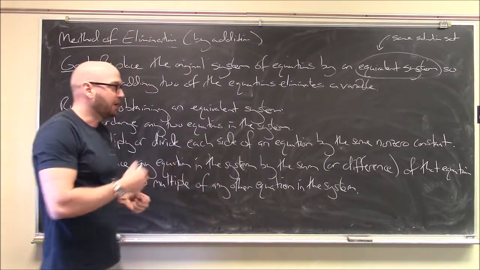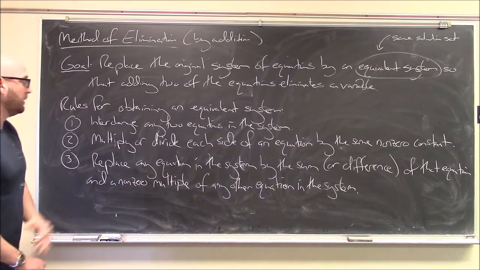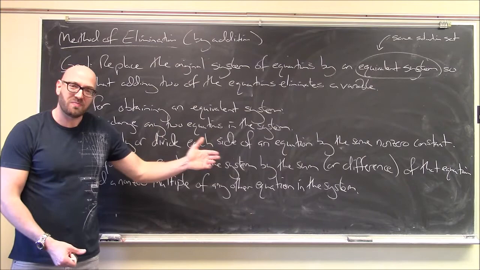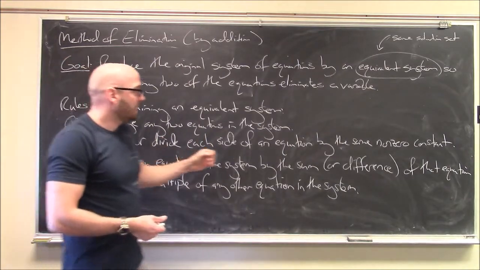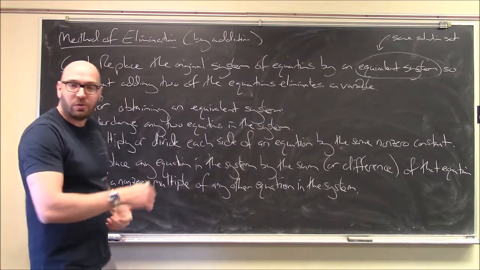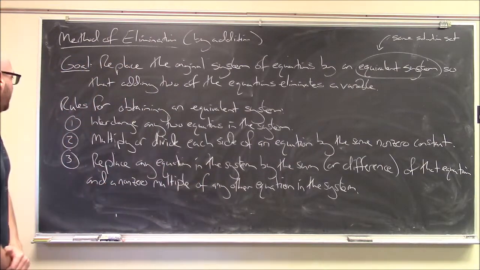We have to follow rules in how we obtain this equivalent system. And our rules are the following. One is I can interchange any two equations in the system. This one's fairly obvious. Of course, it shouldn't matter what order I write my equations in, right? I can rearrange the order of the equations. It doesn't change the solution. So number one is fairly obvious.